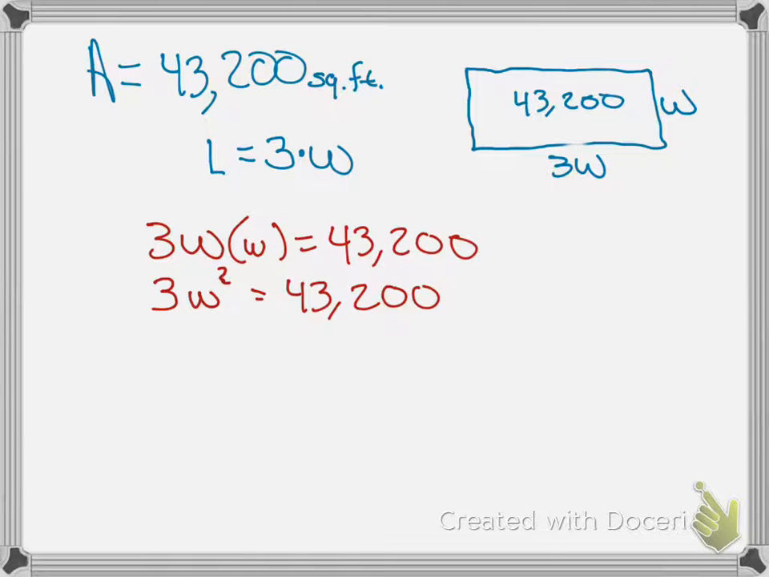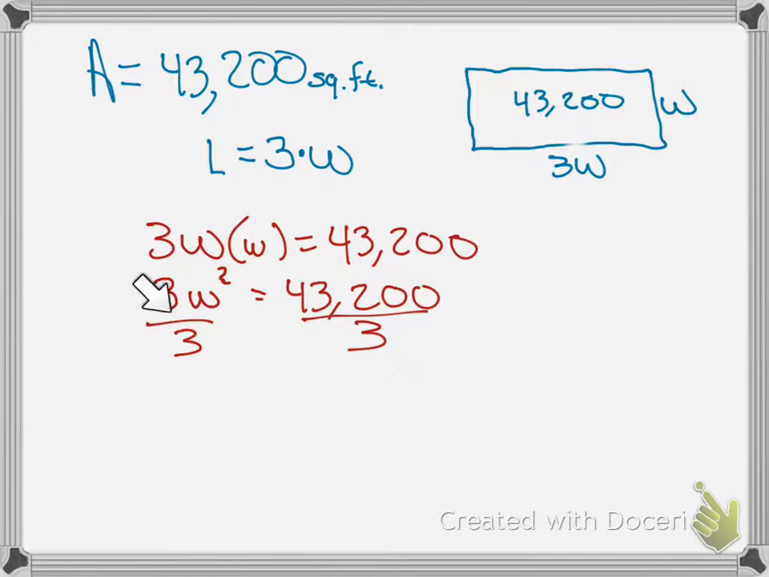Now, the problem is asking what are these dimensions? What is this dimension and what is this dimension? Well, to be able to find that, I have to know what W is equal to. So I need to solve this for W. I need to get W all by itself. So I'm going to get rid of this 3. How do I get rid of the 3? Well, I'm multiplying by 3 right there. The opposite of multiplying by 3 is dividing by 3. So I have to do the opposite, which is divide by 3.